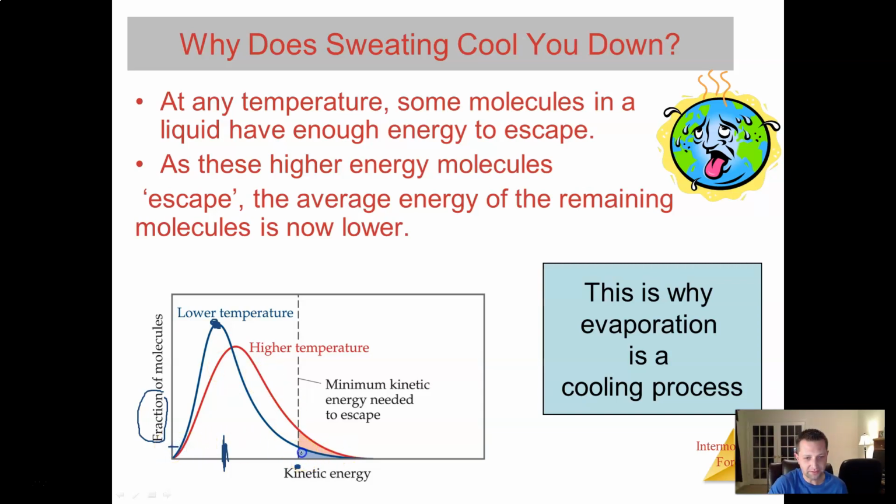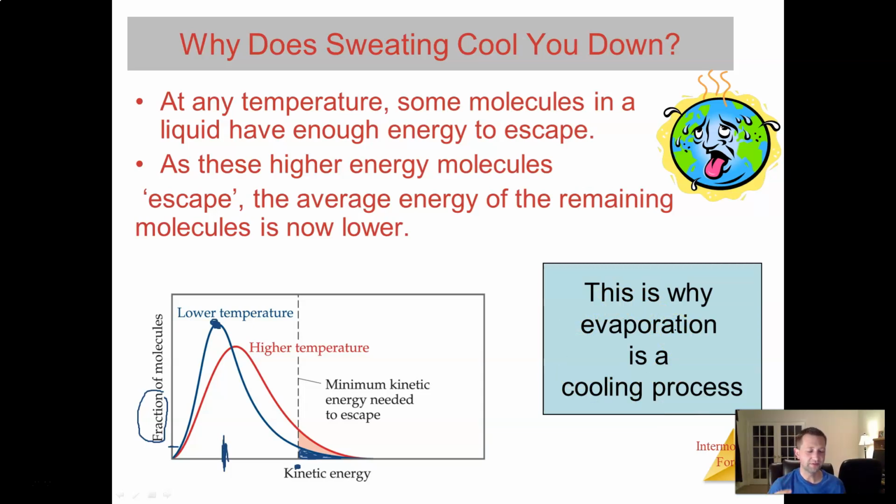Look at this part that's shaded in here. That tiny amount of particles actually have enough energy to escape and turn into a gas. That's evaporation. Okay? When a liquid evaporates, these particles with that higher energy amount leave. What's left? Particles with a lower energy value, right? Or a lower energy amount. So if you're left with particles that are moving slower, that's why evaporation is a cooling process.